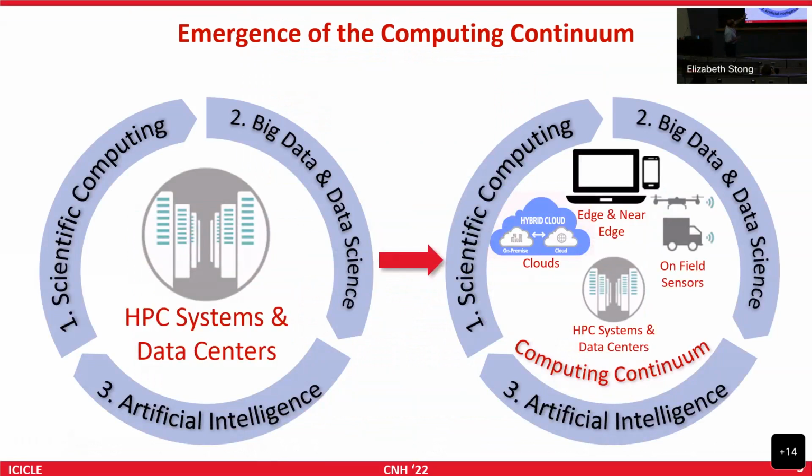If you look at the left-hand side, this is what most of us are familiar with: HPC systems, big data, machine learning, deep learning. The data is there in the HPC system, and we use it. But on the right-hand side is the new computing continuum. The data might be coming from on-field sensors, like the digital agriculture I indicated. Many sensors out in the field give you continuous data, like the moisture level of the water.